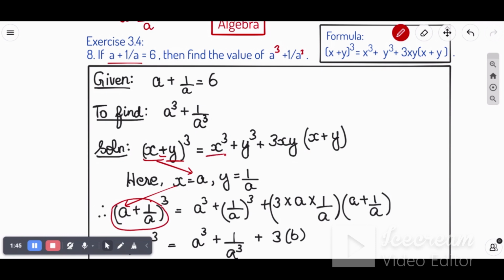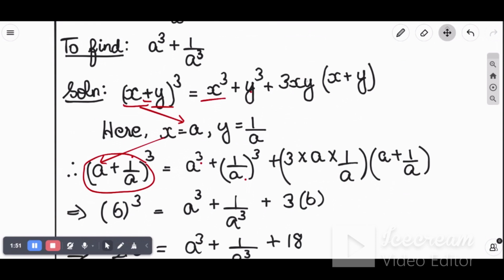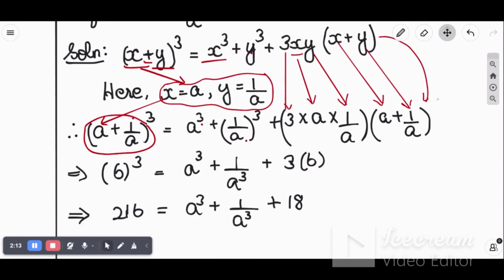Then we are going to substitute this. Instead of x put a, instead of y put 1 by a, and for 3xy you put the 3 as such, and for x put a and y put 1 by a. I have just applied the formula with the values x is equal to a and y is equal to 1 by a. Now moving on to the next step.